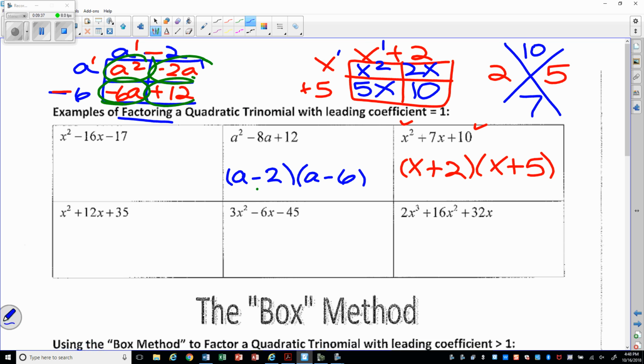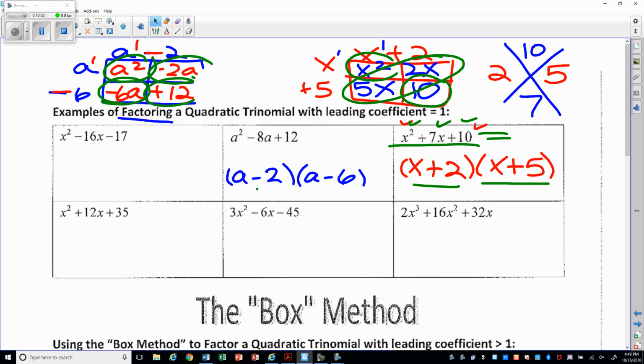Now I'm going to combine any like terms that I have. So x squared is just x squared, 2 plus 5 is 7, and then I have the 10. So this times this equals this product. Factor times factor equals your product. So we'll keep going here.